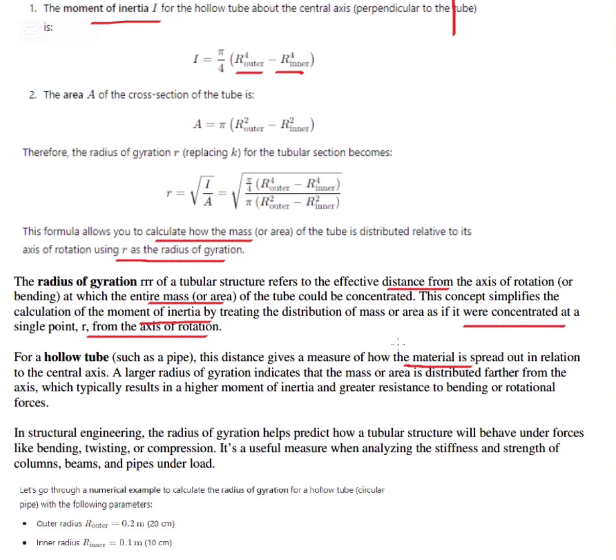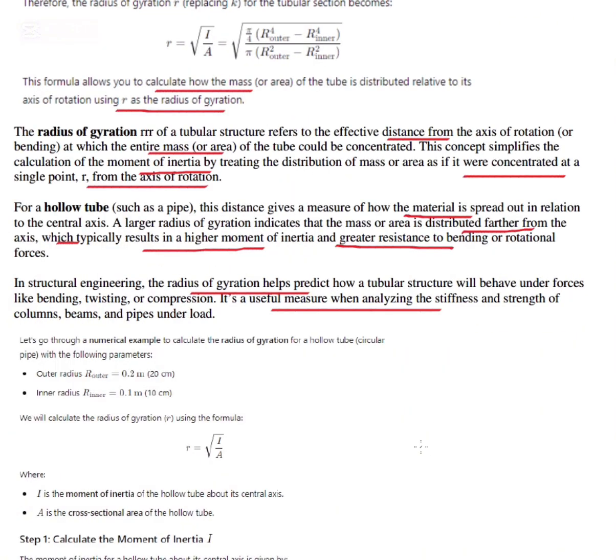A larger radius of gyration indicates that the mass or area is distributed farther from the axis. That means if the radius of gyration is large, the mass or area is distributed farther from its axis. That typically results in a higher moment of inertia and greater resistance to bending and rotational forces. In structural engineering, the radius of gyration helps us predict how a tubular structure will behave under forces like bending, twisting, and compression. It's a useful measure when analyzing the stiffness and strength of columns or pipes under load.